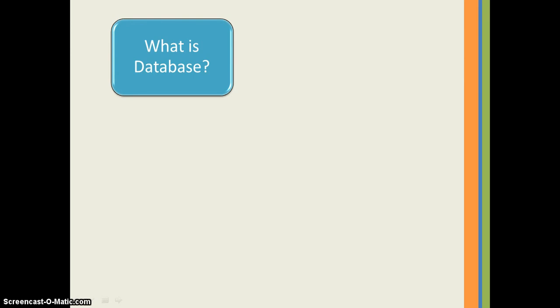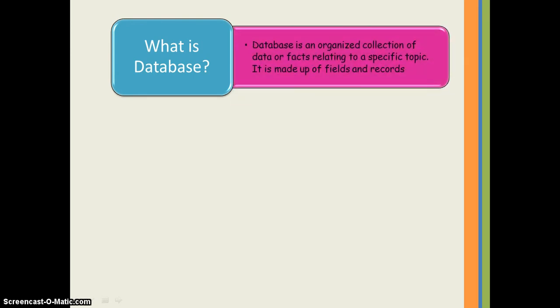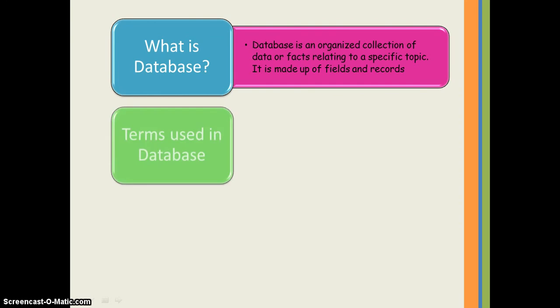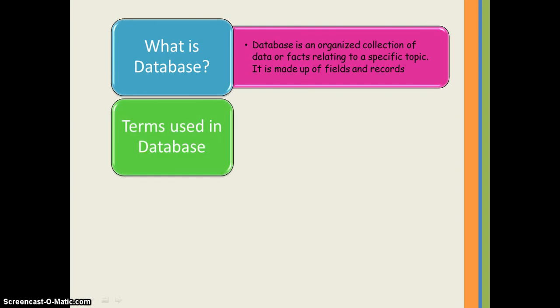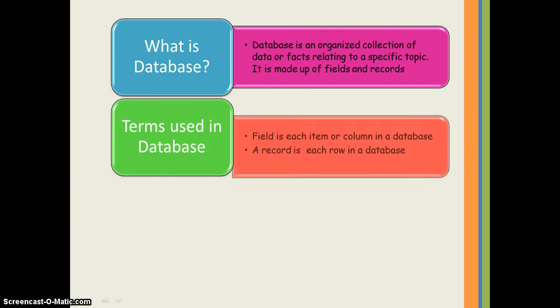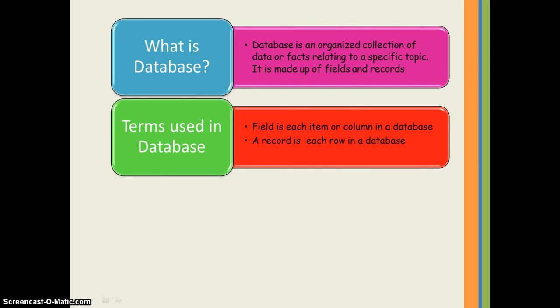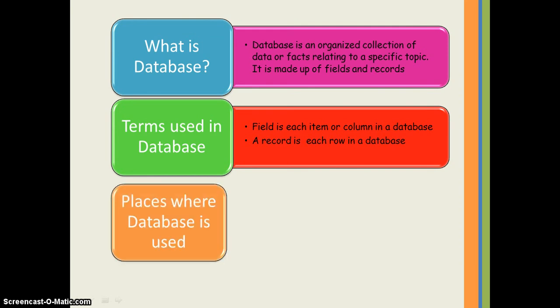Let's move to database. What is database? Database is an organized collection of data or facts relating to a specific topic. It is made up of fields and records. What are some of the terms used in database? Field is a term used in database, and it means an item or a column in a database. What of record? A record is each row in a database.